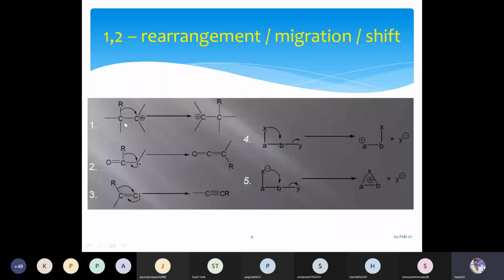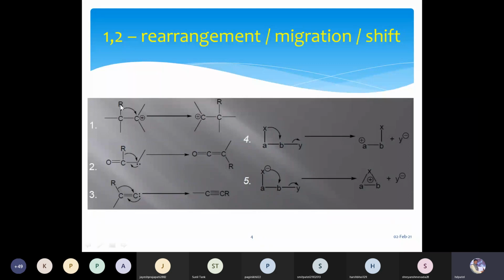Now WAB means why, first of all, will the group migrate? If the neighboring carbon or neighboring atom has a deficiency, then the group will migrate from the electron sufficient carbon to the electron deficient carbon, and it can convert it into another intermediate. So when this group migrates, you will get another intermediate. Now this intermediate, based on the stability, the reagents and the other chemicals, will convert into the final product. But when this intermediate is formed, it is known as rearrangement.